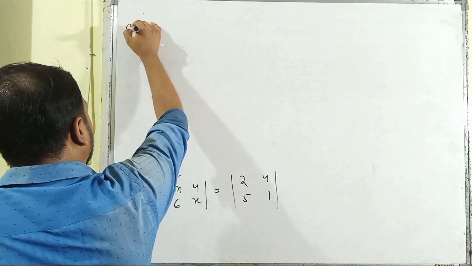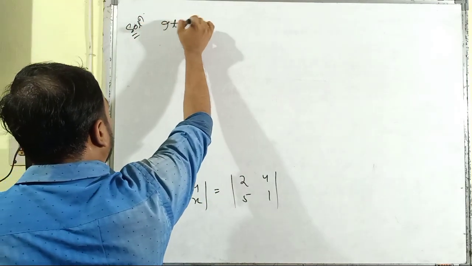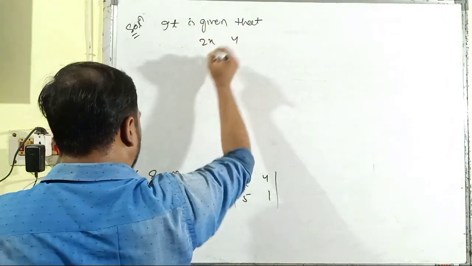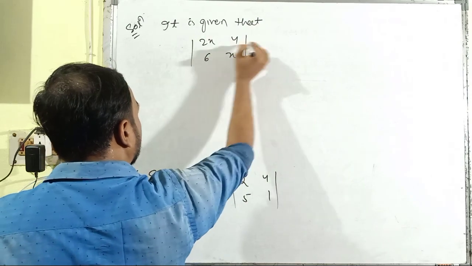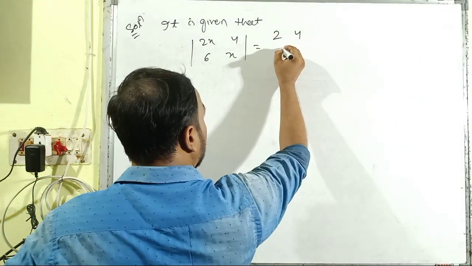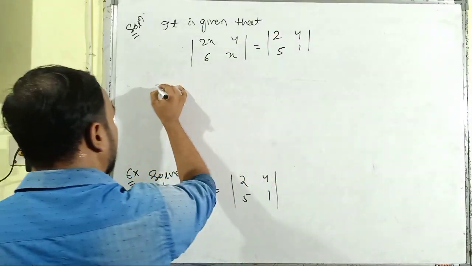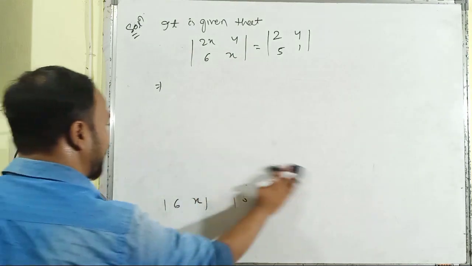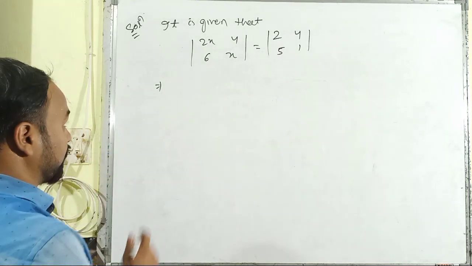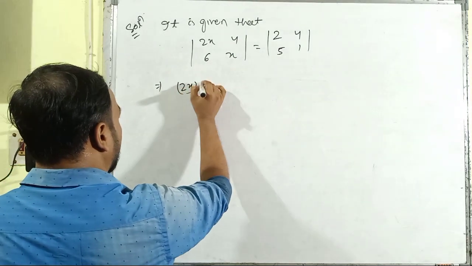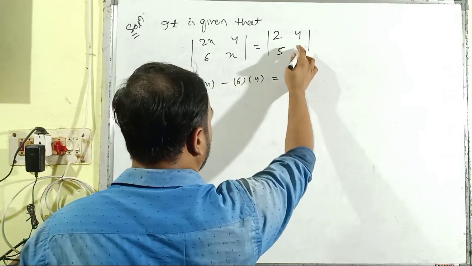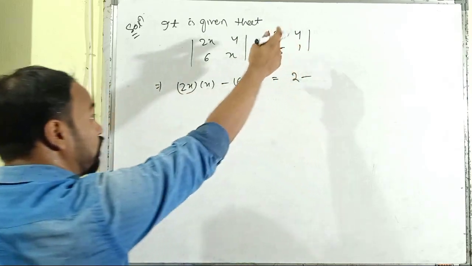So it is given that the determinant of 2x, 4, 6, x is equal to the determinant of 2, 4, 5, 1. So let us find out the determinant of both the left hand side as well as the right hand side. So it will be 2x multiplied with x minus 6 multiplied with 4, then it is 2 multiplied with 1, that is 2 minus 4 into 5, it is 20.